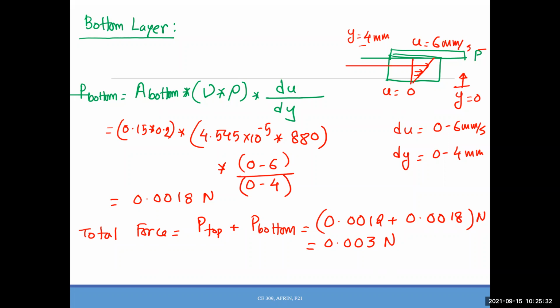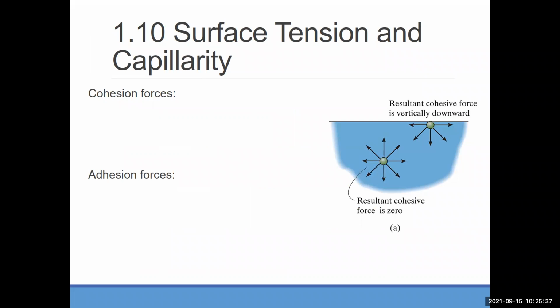Everyone's good? Okay. If everyone's good, we can start the last fluid property we will discuss, which is the surface tension. From the name surface tension, you know it's related to surface and it's related to some tension force. So what is tension force? Not the mental tension, just the tension from concrete or structural theory.